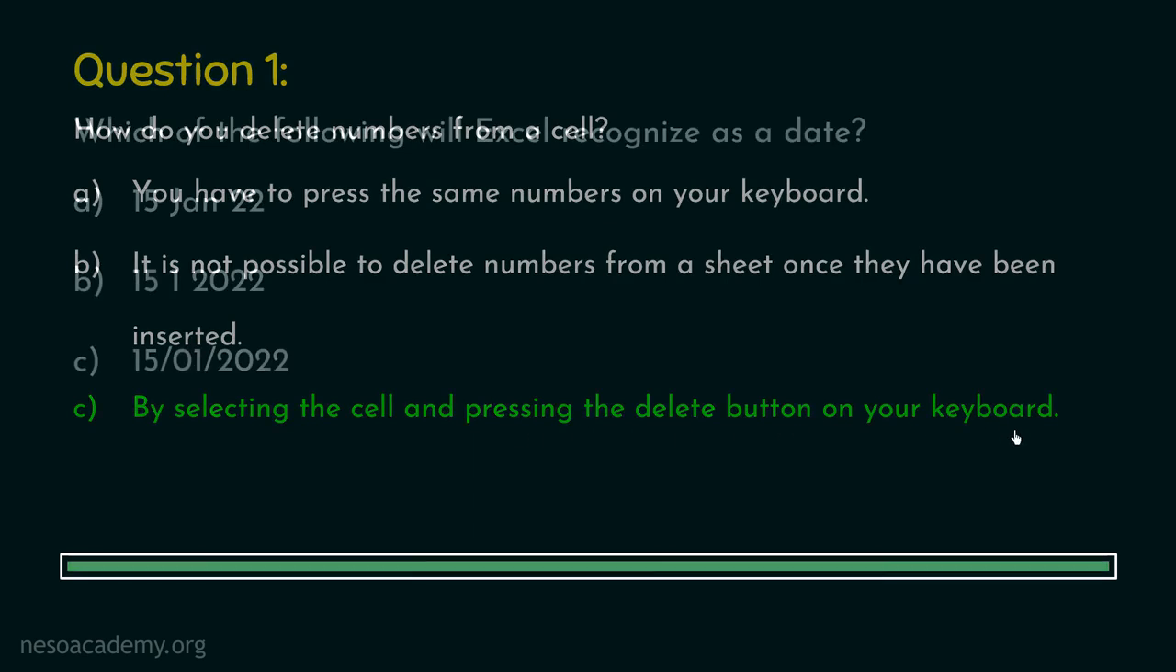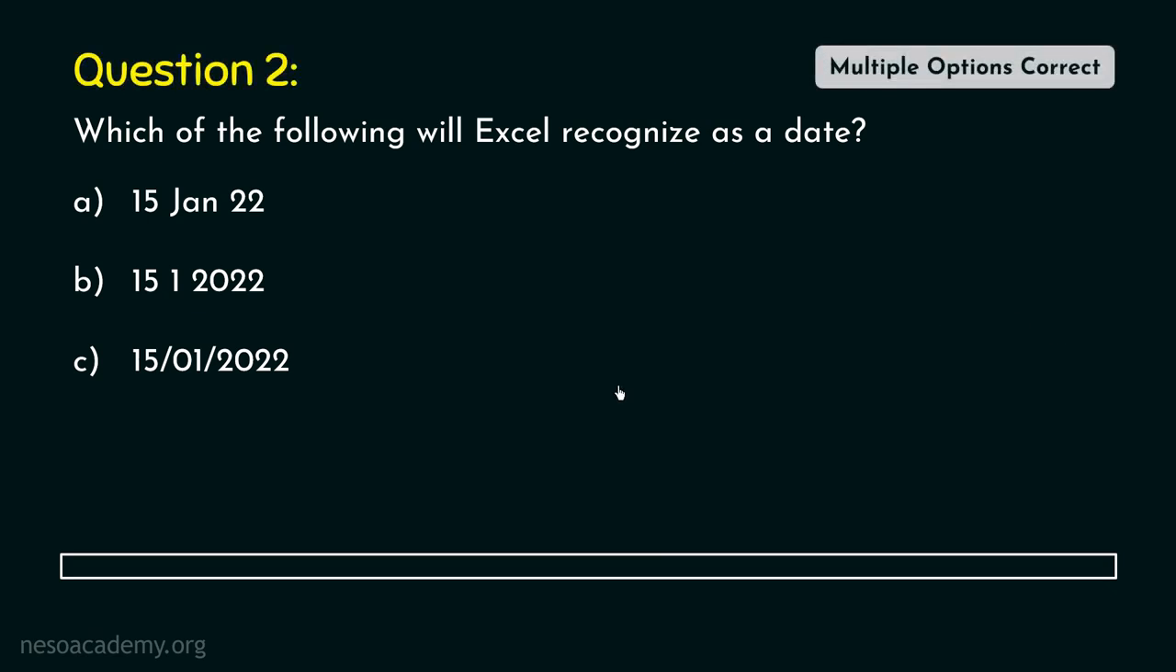Now comes the second question of this quiz on your screen, and you again have 15 seconds to solve this question. So your time starts now. Time up, and the answers are 15 Jan 22 and option C, 15/01/2022.